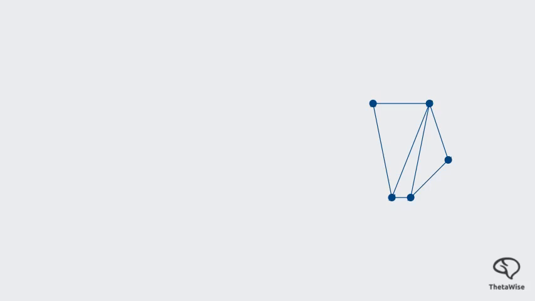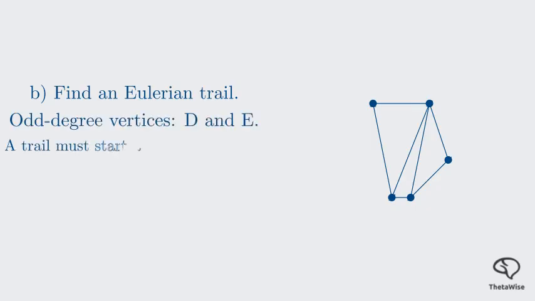Let's continue with the same example and look at parts B and C. Our goal is to manipulate the graph to make it Eulerian and find a circuit. Part B asks for an Eulerian trail. Based on our corrected degree analysis, the trail must start at D and end at E. We found a valid one in the last scene. We determined that the odd degree vertices are D and E. An Eulerian trail must start at one of these and end at the other.